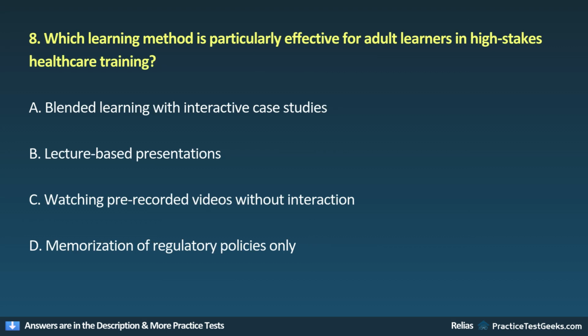8. Which learning method is particularly effective for adult learners in high-stakes healthcare training? A. Blended learning with interactive case studies. B. Lecture-based presentations. C. Watching pre-recorded videos without interaction. D. Memorization of regulatory policies only.